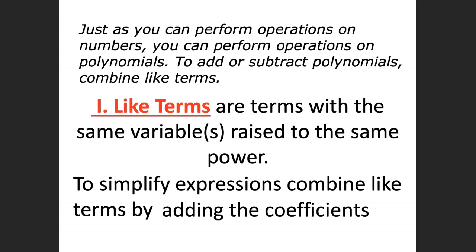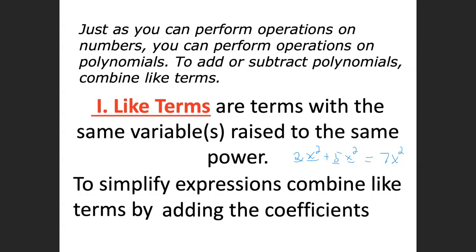What is a like term? Like terms are terms with the same variable raised to the same power. So for example, if I had 2x squared plus 5x squared, this is the same variable to the same power. I can just add the numbers in front, and this would be 7x squared. When you add like terms, you do not change the variable or the power.